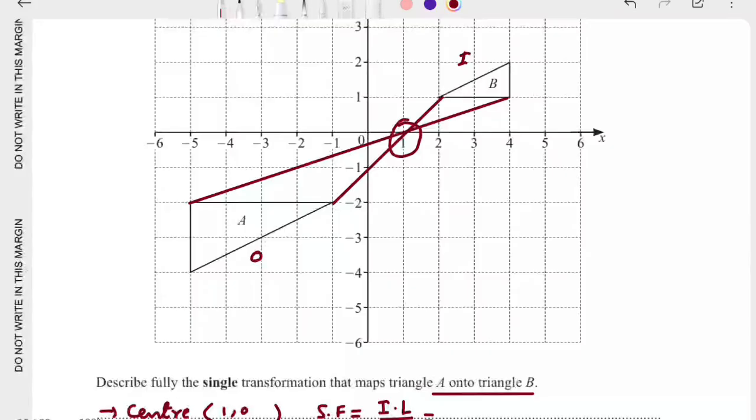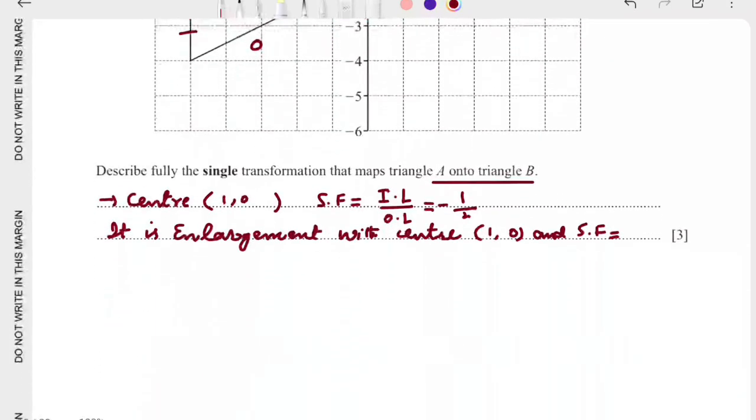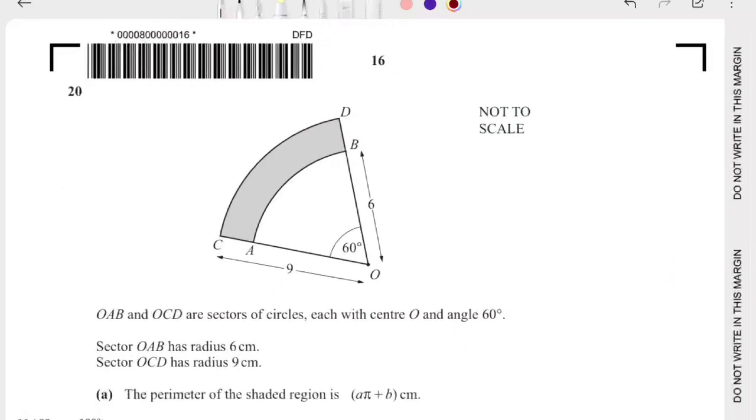So we can use one of the lengths. So this length is good, fine. We can use this length or the base length as well, this one as well. So here is 1 divide by 1 and 2. As your center is in between object and image, so it would be negative 1 by 2. So scale factor would be minus 1 by 2. Next question. This question is very important, so let us discuss it.